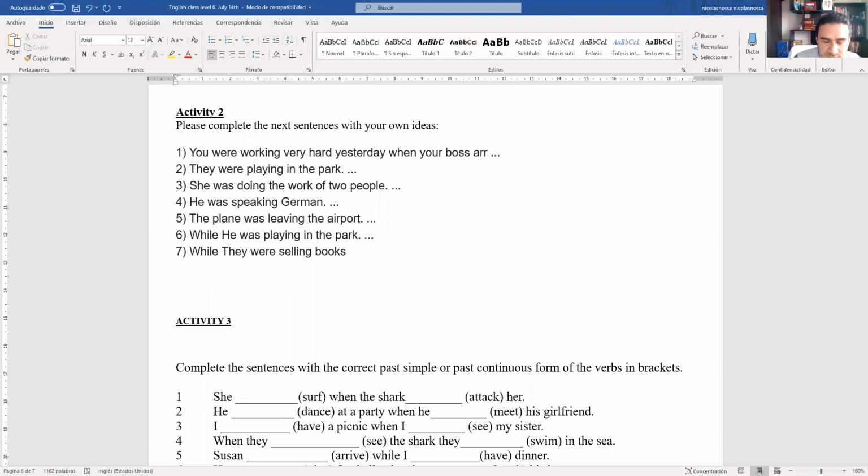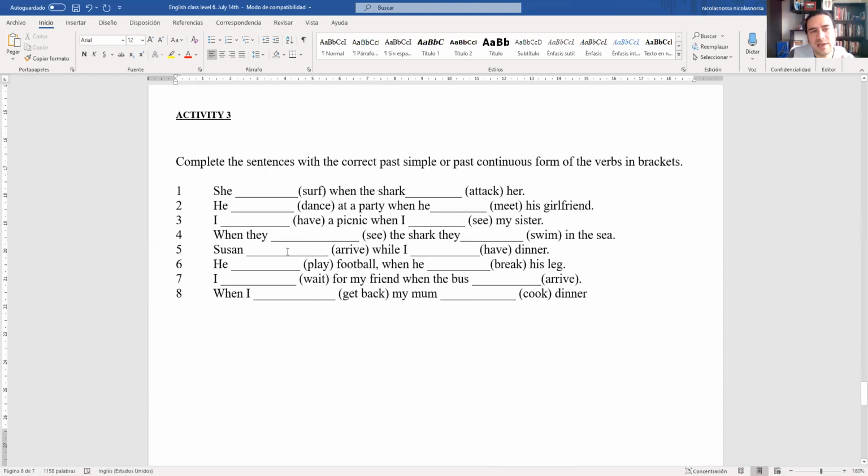when your boss arrived. Cuando tu jefe llegó. ¿No? Estás trabajando mucho ayer cuando tu jefe llegó. Okay, so I complete with my own ideas. Okay. Ustedes así con todas. Okay, 1, 2, 3, 4, 5. Y esta y no más.